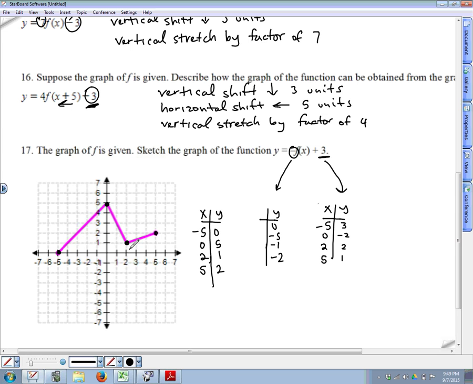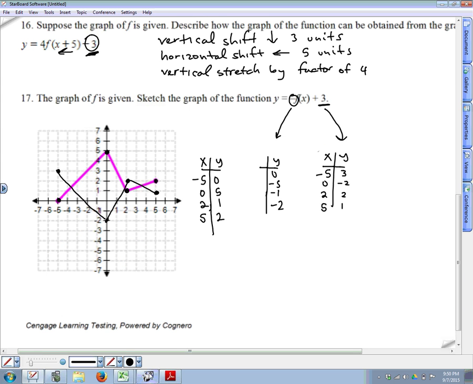So we have negative 5, comma 3; 0, comma negative 2; 2, comma 2; and 5, comma 1. So you can see that the graph has been reflected vertically. It's been flipped upside down, but then it's also moved up 3 units.